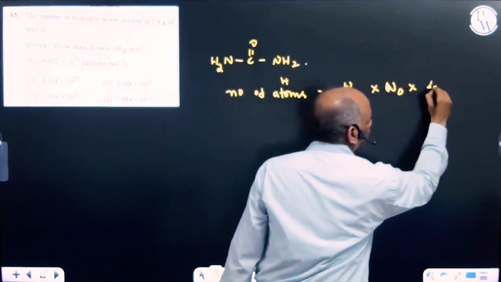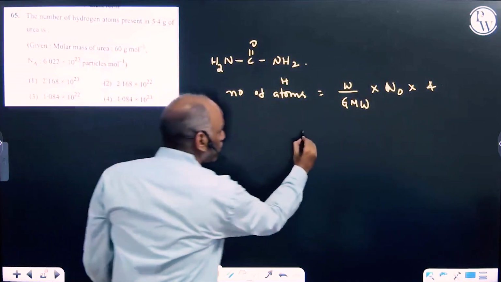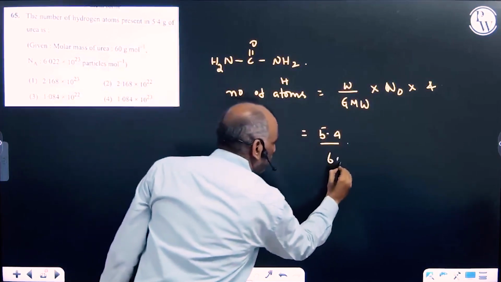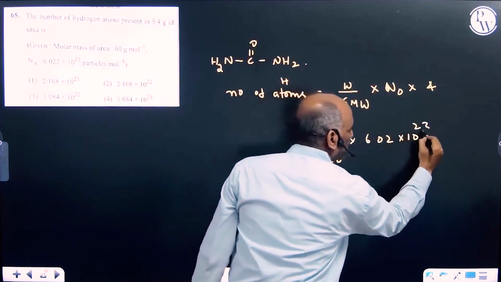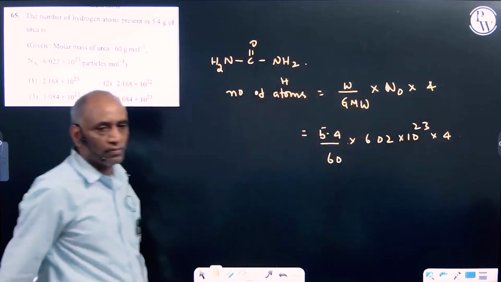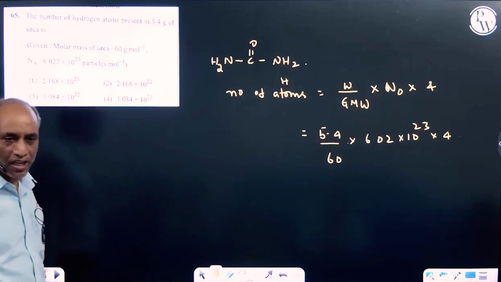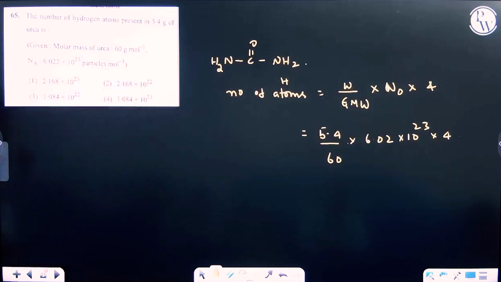There are 4 hydrogens per molecule. Weight is given as 5.4 grams, so it is 5.4 divided by urea molecular weight 60, into Avogadro number, 6.02 into 10 power 23. You multiply that with 4. If you go by this, the calculation can be done very easily. This is a fundamental question which you might have learned from 9th class itself, so there is no possibility of making a mistake.